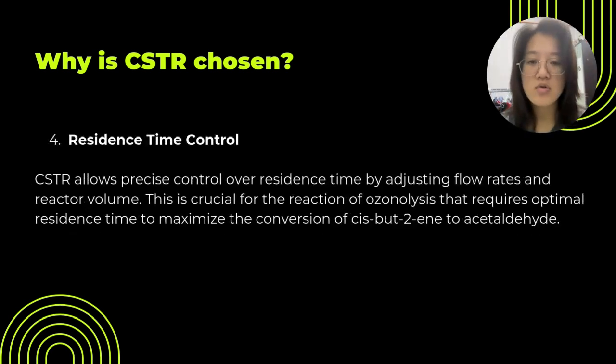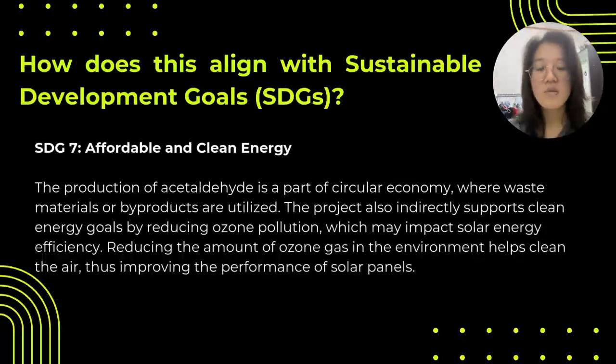Residence time control is also an essential point. CSTR allows precise control over residence time by adjusting flow rates and reactor volume. This is crucial for the ozonolysis reaction, which requires optimal residence time to maximize the conversion of cis-butene to acetaldehyde. How does this mini plant align with Sustainable Development Goals?